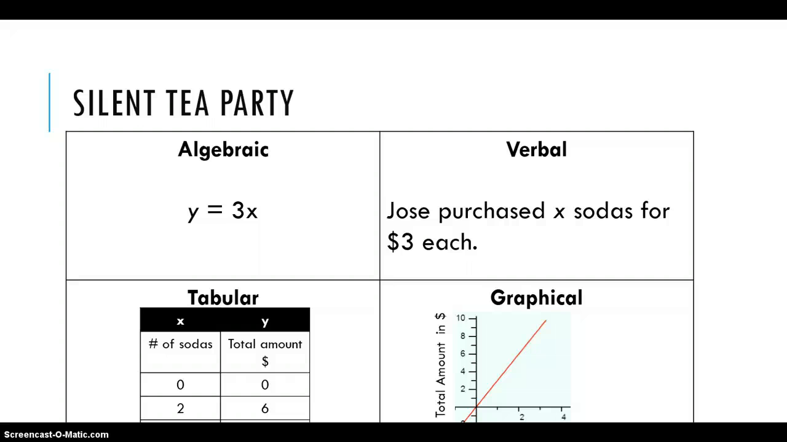So if I have the verbal, Jose purchased X sodas for $3 each, I need to find the 3 other people that have the algebraic, the tabular, and the graphical representation. This is just a quick way to implement the silent tea party to help with building that academic understanding, that content knowledge.